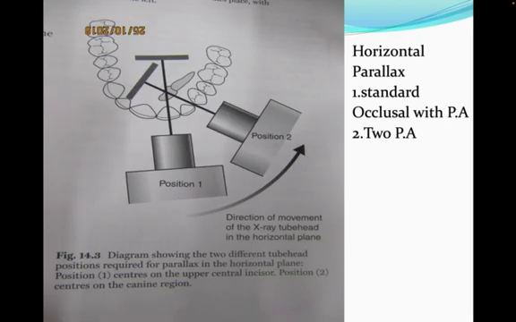As I mentioned, we have two methods of parallax. We have horizontal parallax, in which the shift of the tube is done in the horizontal direction. This is most commonly done by taking two periapicals.